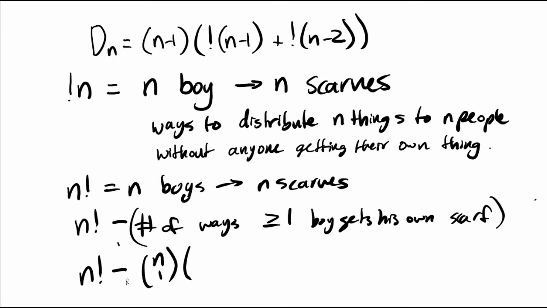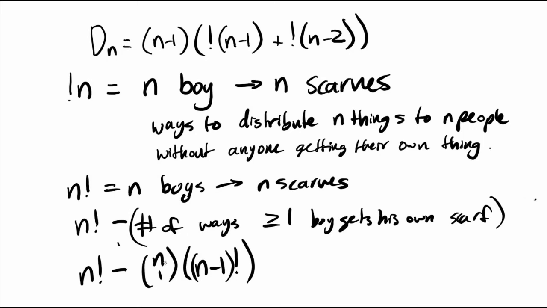And for each boy, let's say a certain boy gets his own scarf back. So in a set of like 8 boys, boy 1 gets his own scarf back. Then there are 7 factorial ways to arrange the other scarves. So n minus 1 factorial. So if boy 1 gets his scarf back, there are n minus 1 factorial ways for the other scarves to be arranged, right?